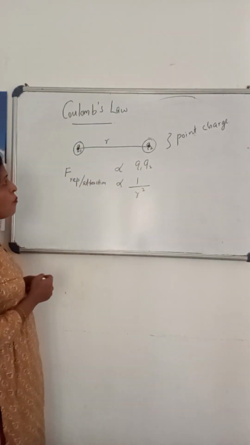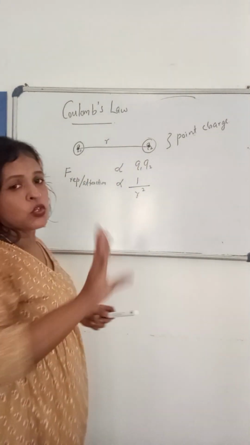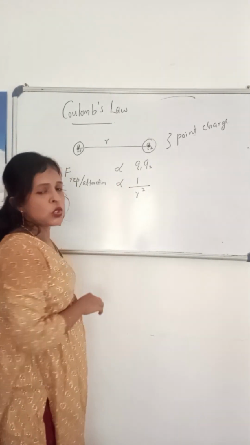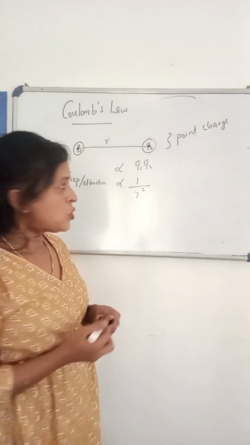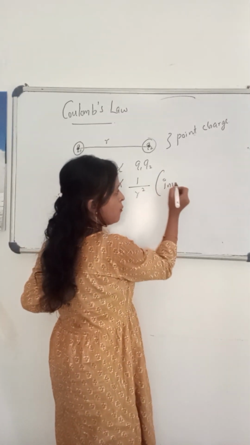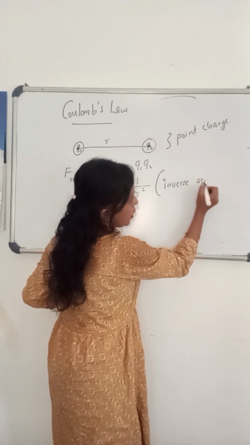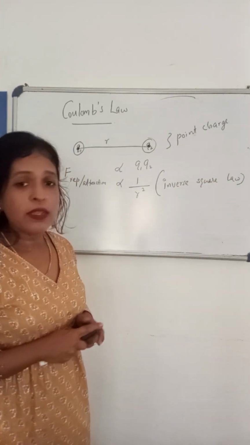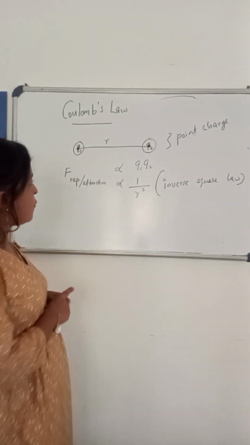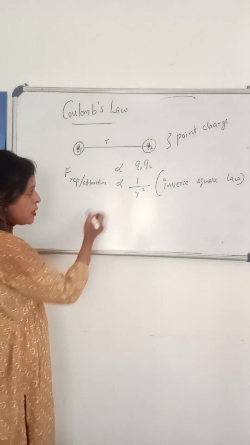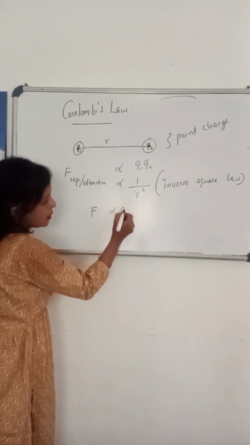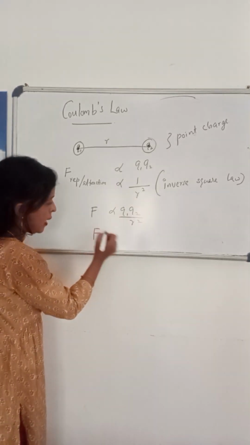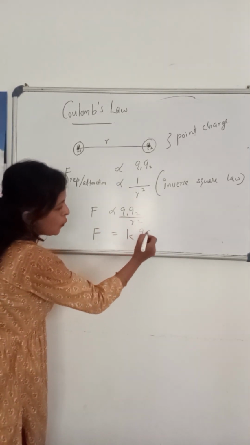So the force of attraction between two point charged bodies is proportional to Q1 Q2 and inversely proportional to 1 by R square. So this is the inverse square law. That means Coulomb's law follows the inverse square law. If we combine these two, we get Q1 Q2 by R square, and if we remove the proportionality, we get a constant times Q1 Q2 by R square.